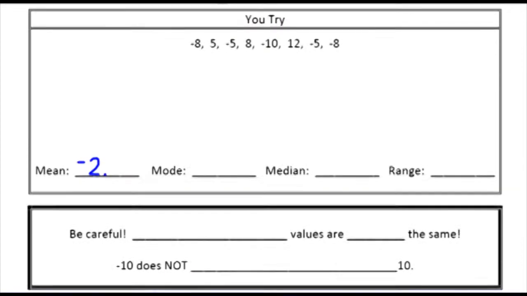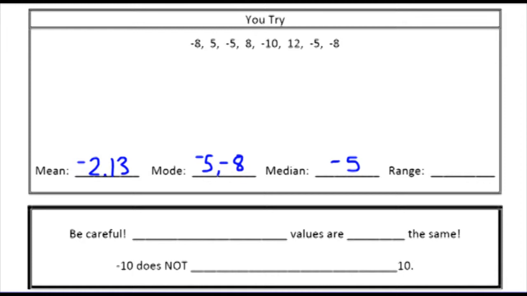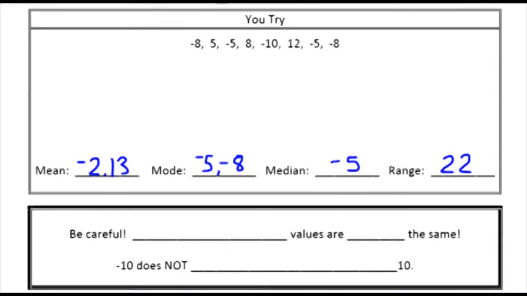Welcome back. You did your job correctly. You should have negative 2.13. A mode of negative 5 and negative 8. There were two values that repeated themselves an equal amount. And you should have a median of negative 5. There were two values in the middle, so you should have taken the mean. If you did not get negative 5, make sure you went back and made sure that you took the mean. Range, you should have taken the biggest value, which was 12, and subtracted the smallest value, which is negative 10. You should have gotten positive 22.